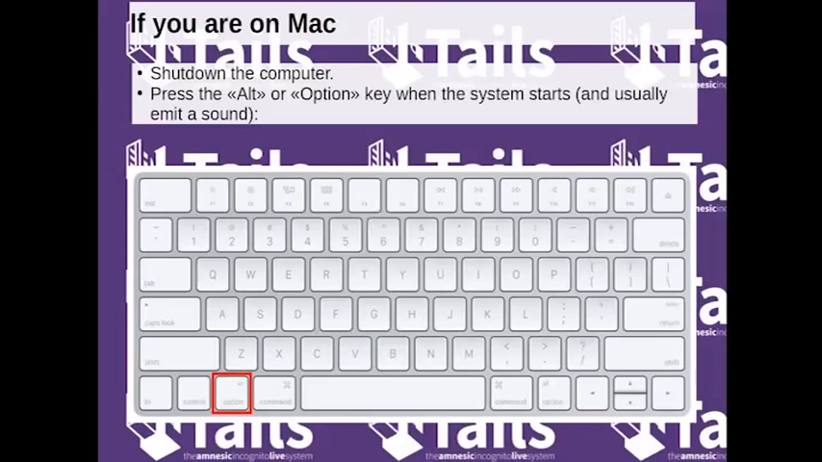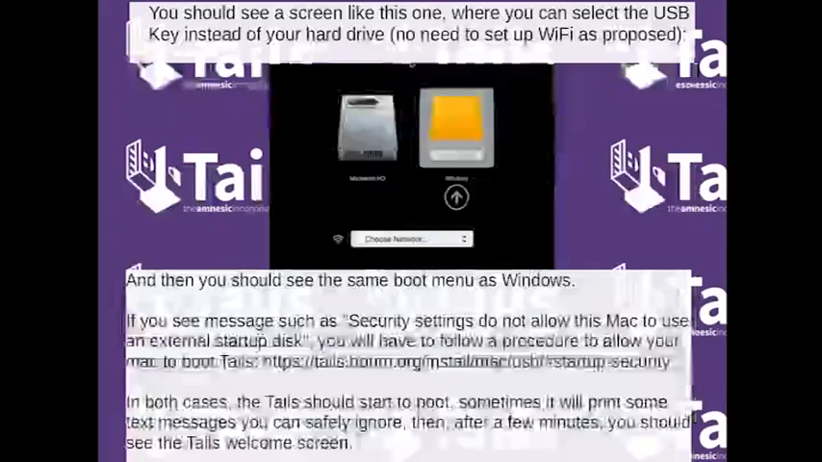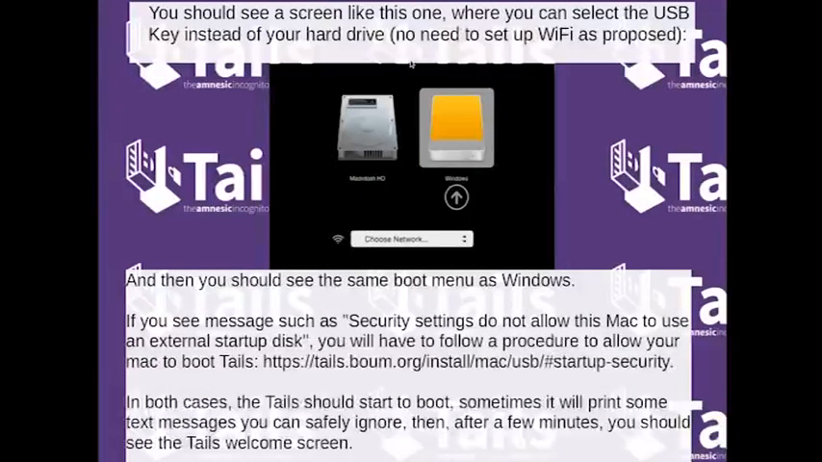If you're on a Mac, the ability comes from pressing the Alt or Option key when the system starts. So you need to shut down the computer, and then when it starts, press the Alt or Option key. I think the computer usually emits a sound. Then you should see a screen like this one. Select your USB stick. Have a look at these slides and read them in more detail, please.